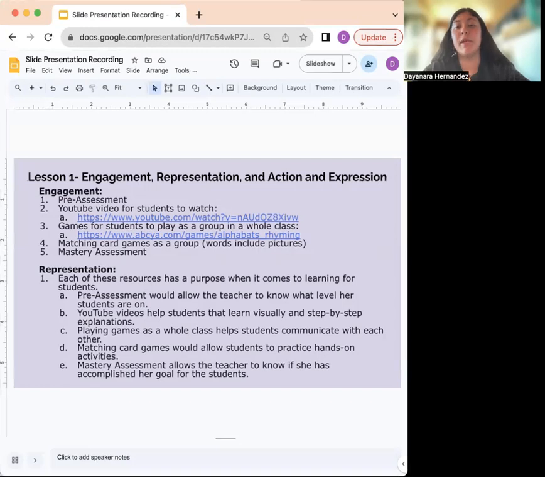For representation, I explained the purpose of using each of the items used for this lesson. As I mentioned, each of these resources has a purpose when it comes to learning for students. My pre-assessment will allow the teacher to know what level her students are on. The YouTube video helps students that learn visually and with step-by-step explanations. Playing games as a whole class helps students communicate with each other. Matching card games will allow students to practice hands-on activities. Master assessment allows the teacher to know if she has accomplished her goal for the students.